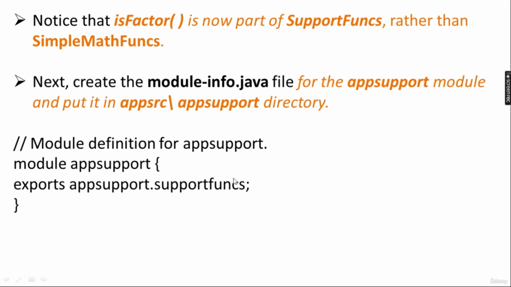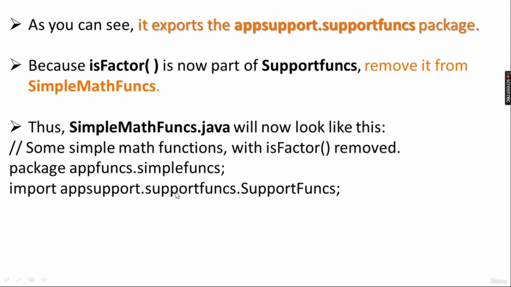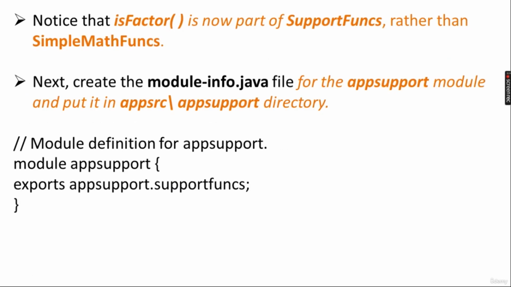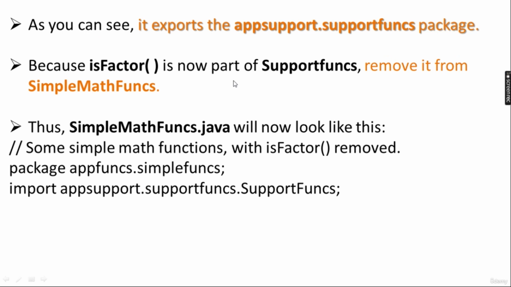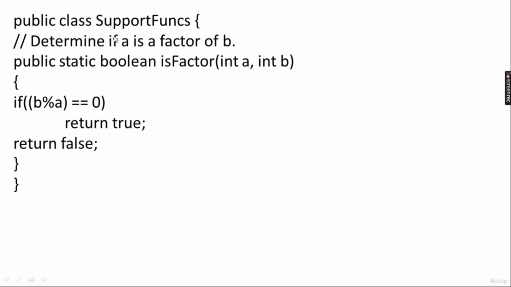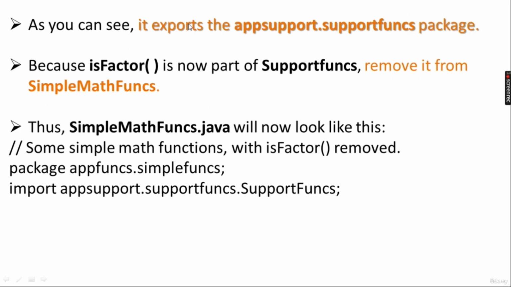This is the module definition for app support. It is the app support module, and it exports app support.support functions, the package, completely. Each factor is now part of the support functions.java file that we have created here. Remove it from simple mathematical functions because our class will have a transitive dependency on support functions.java.